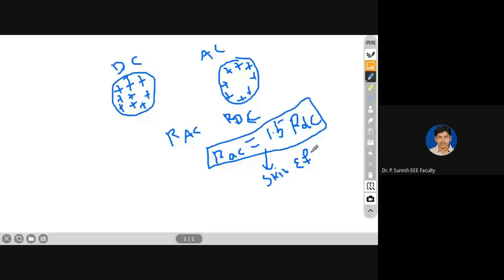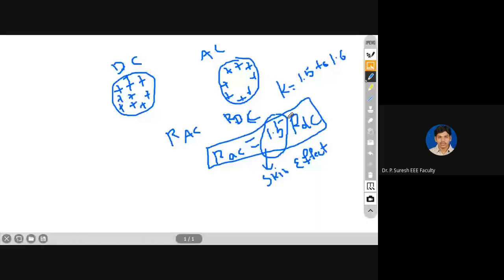Why? Because skin effect exists in AC. That's why AC resistance is more than DC resistance. This factor is important. My question is clear? This K is in the range of 1.5 to 1.6. By using the trial and error method, they calculate this value as 1.5 to 1.6.